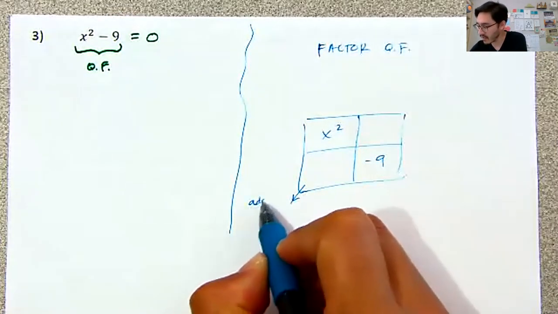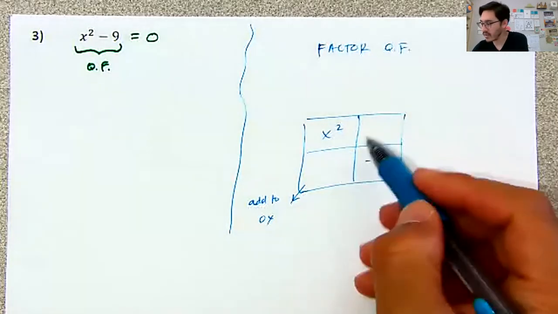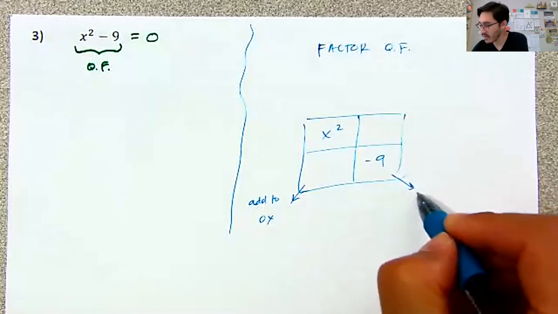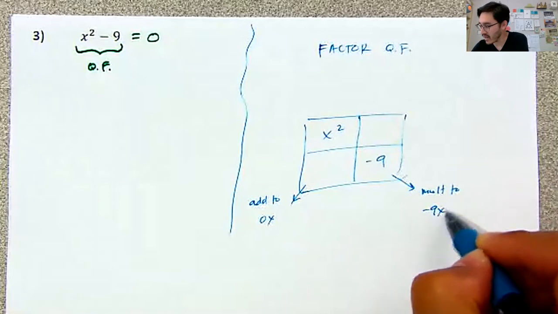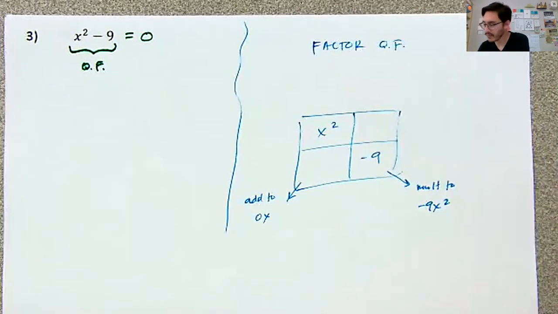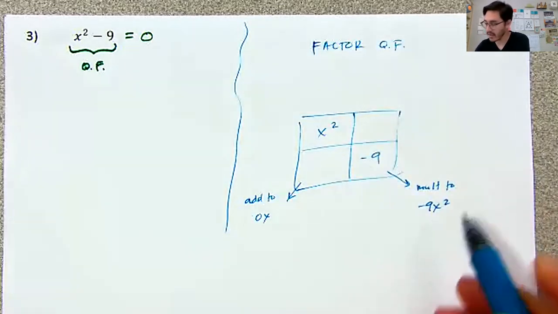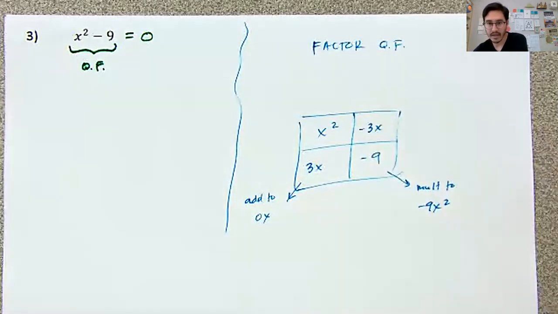I'm just going to write 0x. And then these two boxes have to produce the same product as the other diagonal. When you multiply those, you get -9x squared. Because it has to add up to 0, we know these have to be opposites, and they've got to multiply to that. So it's 3x and -3x.